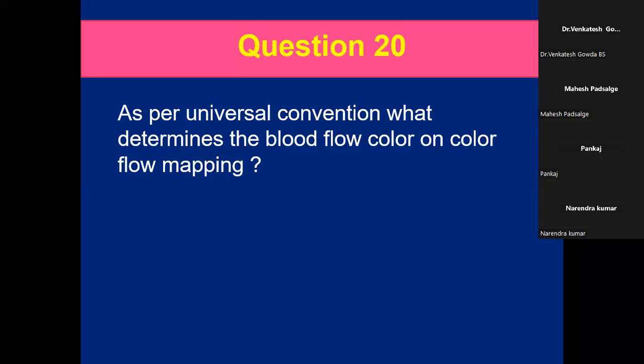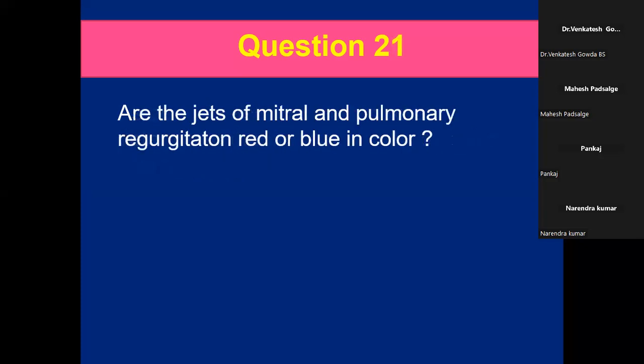Whereas pulmonic regurgitation would be red in color. Because the pulmonic artery pressure is how much? 25. And RV pressure is only 10 millimeters of mercury. So the difference is 15 millimeters of mercury. The question is very intelligently placed.